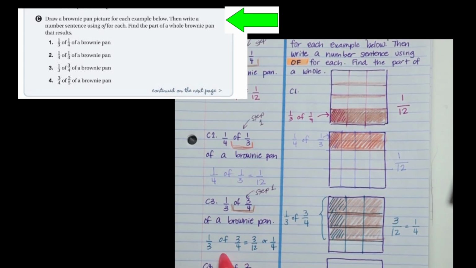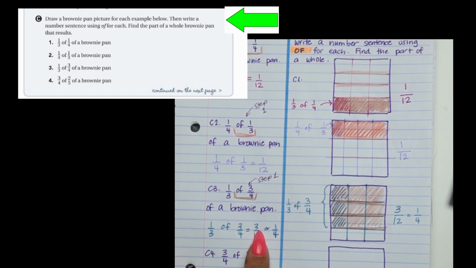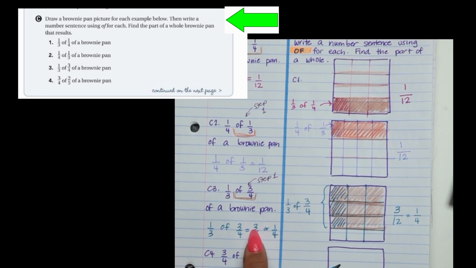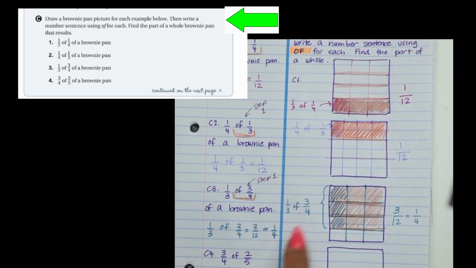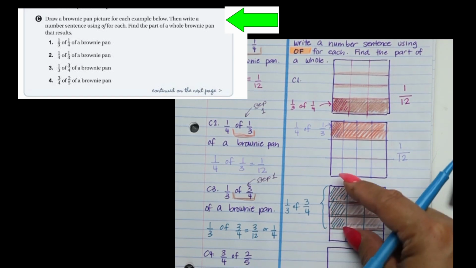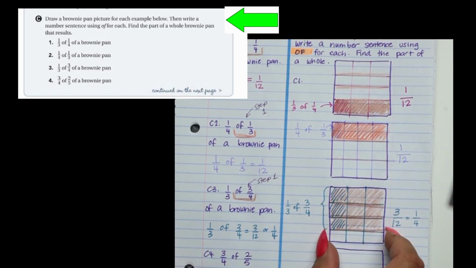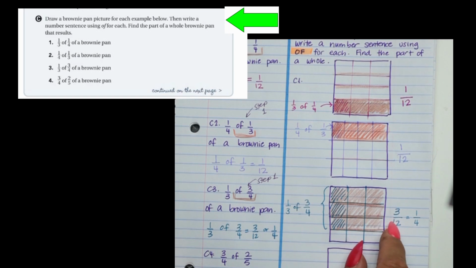And if you check it, 1 times 3 is 3, 3 times 4 is 12, and you simplify it because 3 is a common factor of 12 and 3. So divide 12 by 3, you get 4. Divide 3 by 3, you get 1, so that's 1/4. So 1/3 of 3/4 of a whole equals 3/12 or 1/4.